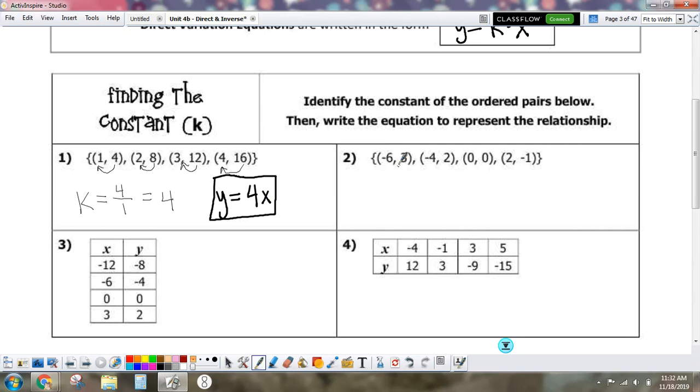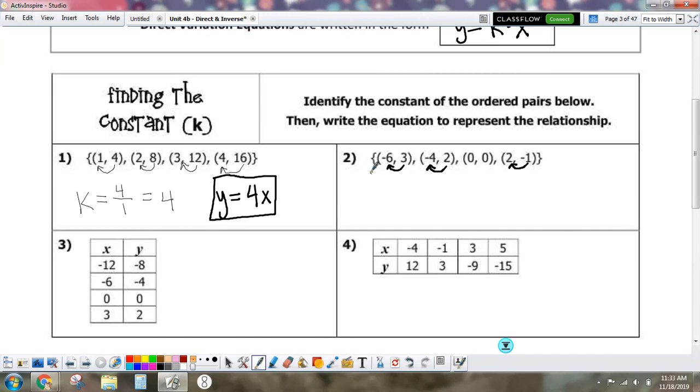So for 2, again, you're doing your y divided by your x. For 0, 0, since you can't divide by 0, we're not really going to focus on that one. We're really looking at the ones that have numbers. However, this is a very good thing to notice because direct variations do need to go straight through the origin of 0, 0. So if this point is listed here, that's a good sign that you could have a direct variation, but you need to check those other points just to verify.